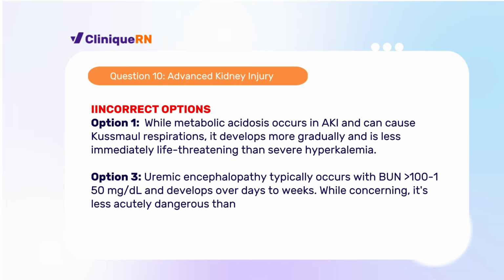Why are other options incorrect? Option 1. While metabolic acidosis occurs in AKI and can cause Kussmaul respirations, it develops more gradually and is less immediately life-threatening than severe hyperkalemia. Option 3. Uremic encephalopathy typically occurs with BUN greater than 100 to 150 milligrams per deciliter and develops over days to weeks. While concerning, it's less acutely dangerous than hyperkalemic cardiac effects.